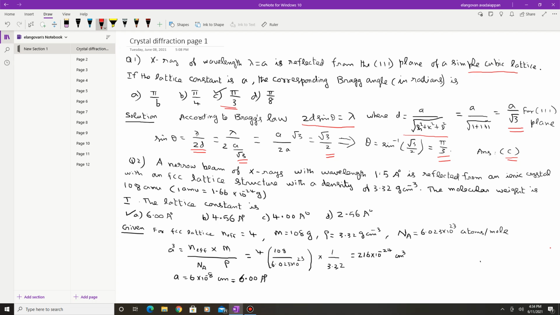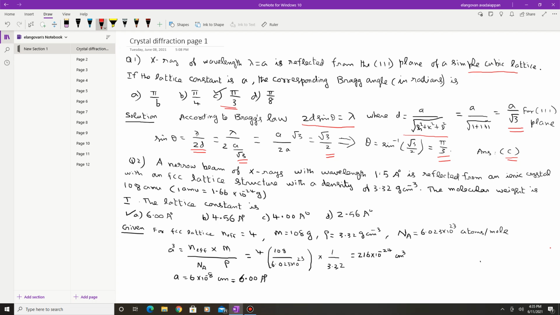Now the second problem. A narrow beam of X-rays with wavelength 1.5 angstrom unit is reflected from an ionic crystal with an FCC lattice structure with a density of 3.32 gram per centimeter cube. The molecular weight is given as 108 atomic mass unit. One atomic mass unit is 1.66 into 10 power minus 24 grams. So all the units are in CGS units. Now the lattice constant, 4 options are given. You have to find the lattice constant.